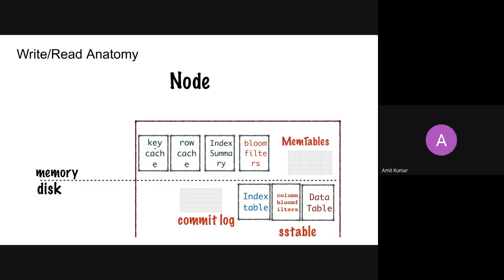So we have seen the commit log, we have seen the mem table, we know Bloom filters, we know the index table, and the data table. With the data table, we have the column Bloom filter, and we also have an index summary. The index summary is residing here. Okay? The index summary is the summary of your index table. So: summary table, index table, data table, Bloom filter, mem table, commit log, and two more, which are key cache and row cache. These are basically two properties of your column family. Column family was your table.